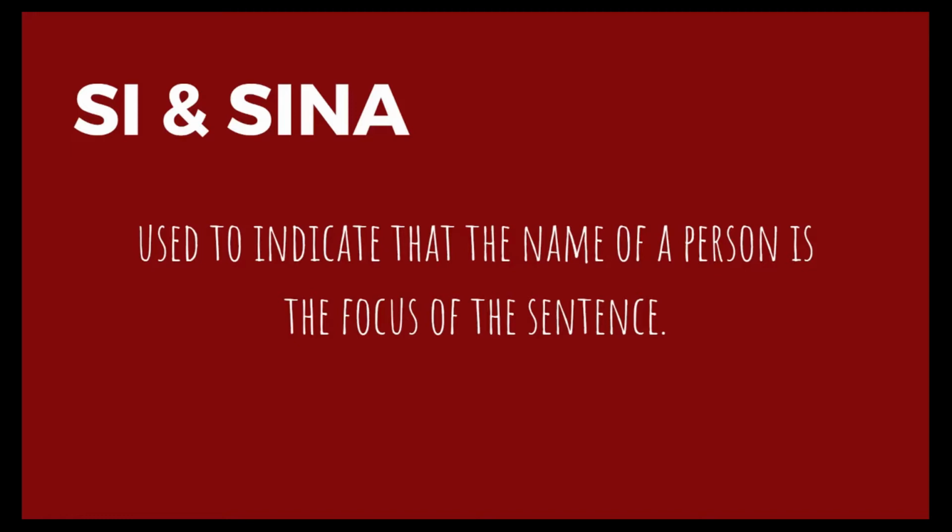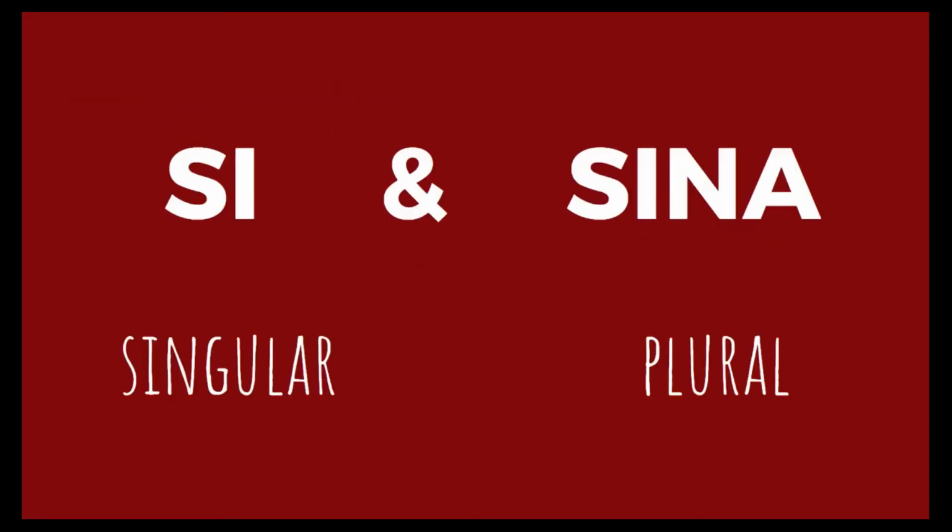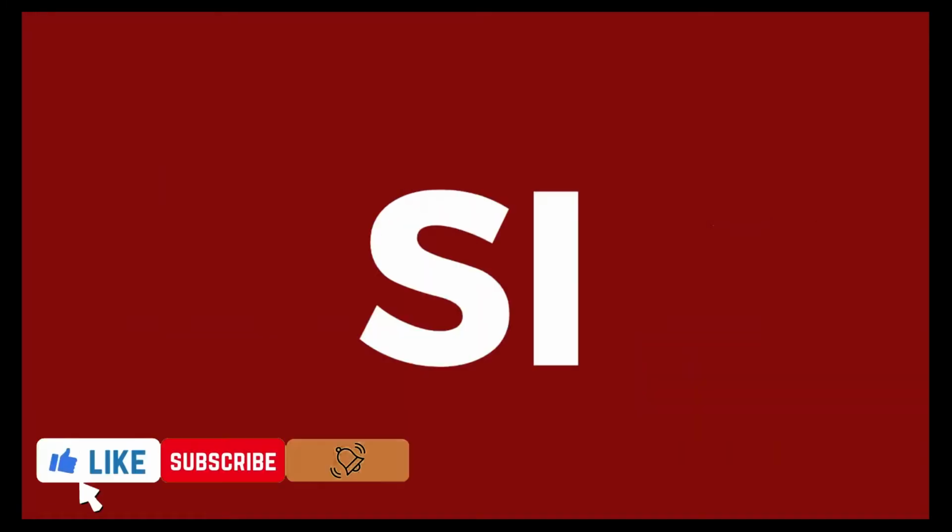I had a lesson before about ang, and we talked about that ang is a topic marker. However, it doesn't mark a person's name. So si and Sina's job is to mark a person's name. So it is placed before the name or names. And Si is for singular name and Sina is for plural names. So let's start with Si.